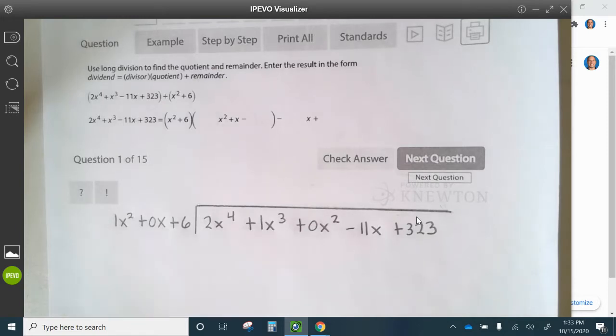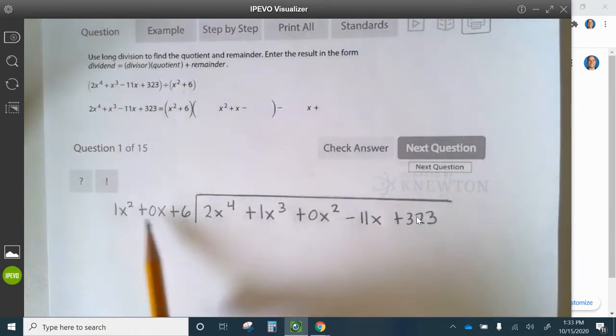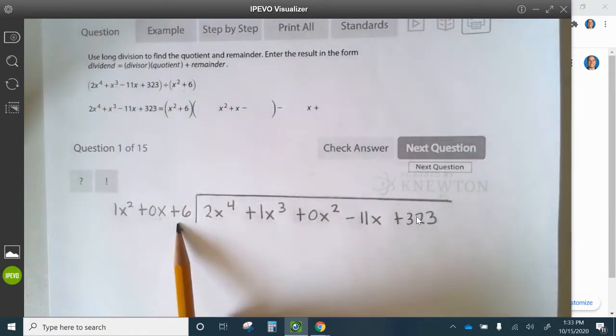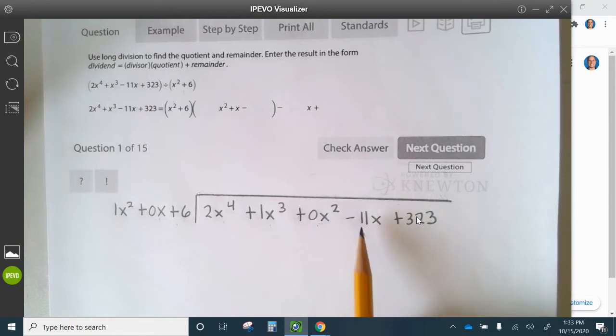Okay, so what we do is we have x squared. Now, we have to include the 0x, so x squared plus 0x plus 6. Okay, and then we have 2x to the fourth plus 1x cubed plus 0x squared. Again, we need the 0x squared plus 11x plus 323. Okay, so now let's do the division.